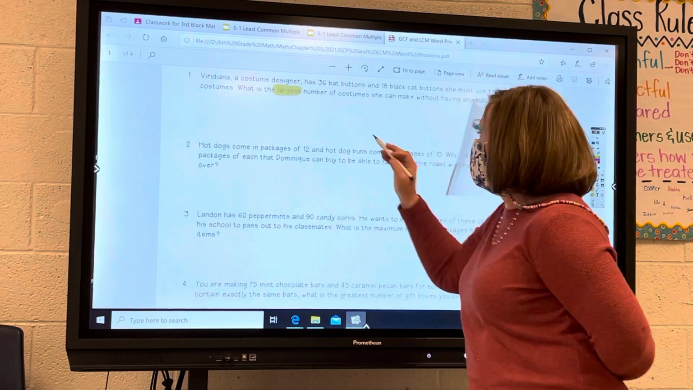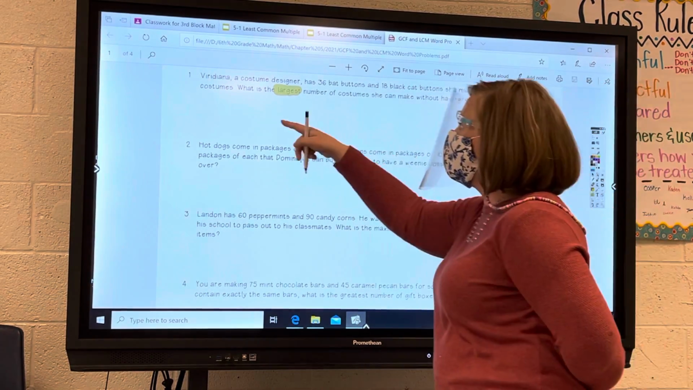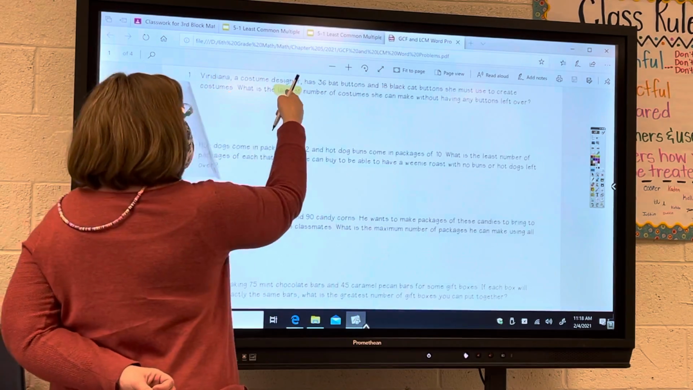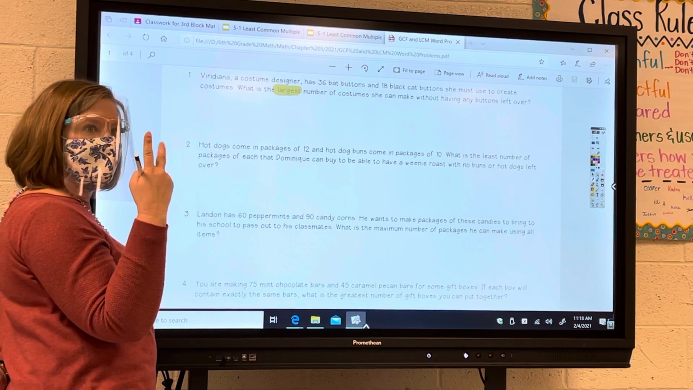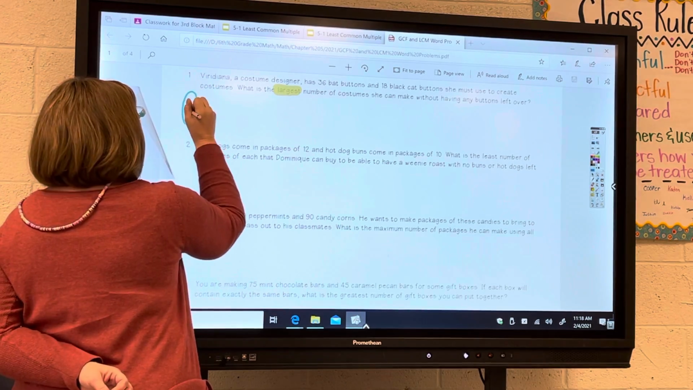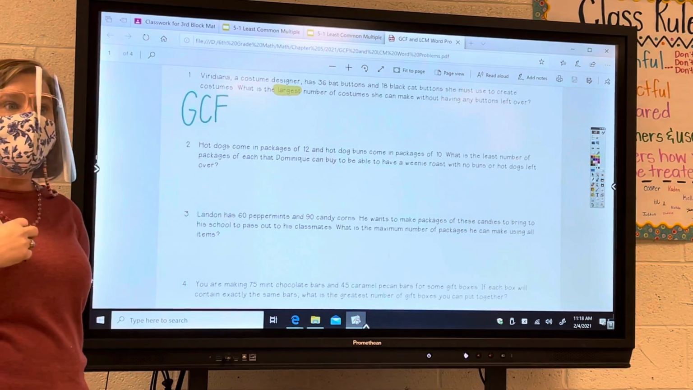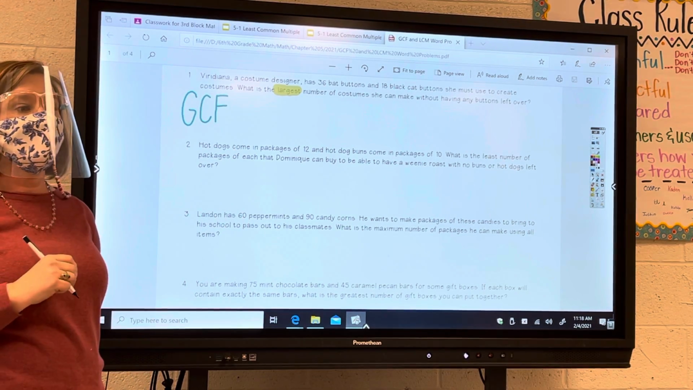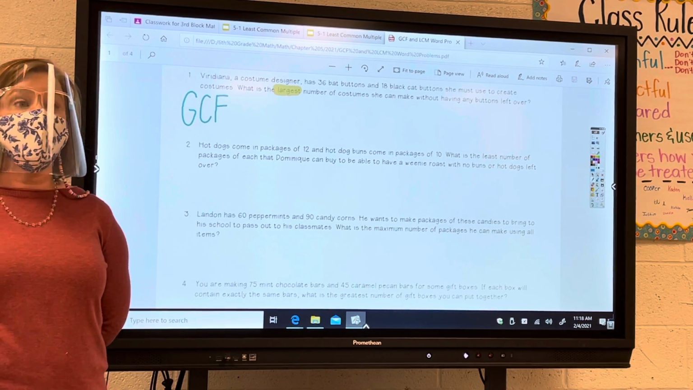Largest. Okay. So, over here on the left, I want you to write: largest means what for us? Are we finding the GCF or the LCM? GCF. The greatest common factor. And I want you to write that right over there to the left in that open space. So I know that you knew when you started out what you were supposed to be finding.